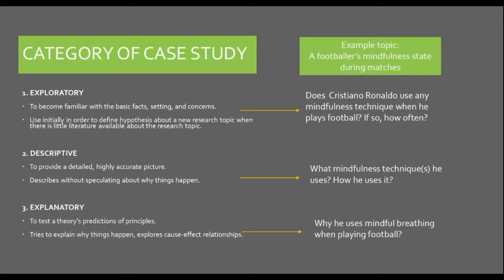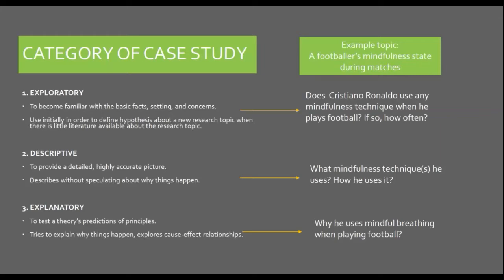Then we go to number 2, descriptive. Descriptive is to provide a detailed, highly accurate picture of something. We just describe the thing without speculating; we don't make any conjecture or assumptions. For example, back to our example topic. After you understand whether Cristiano Ronaldo uses a mindfulness technique while he plays football, we want to know what mindfulness technique he used and how he uses it. This is an example of a descriptive question, to understand further about this topic, a footballer's mindfulness state during matches.